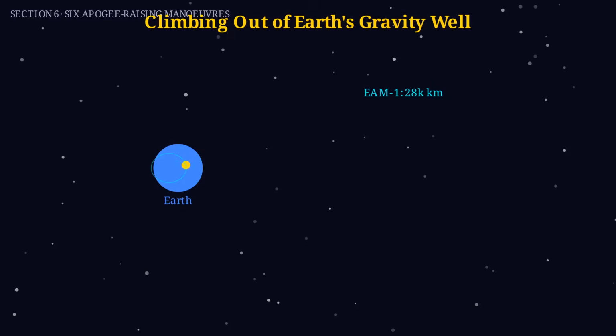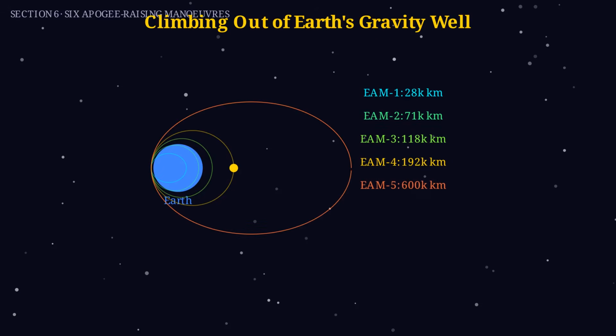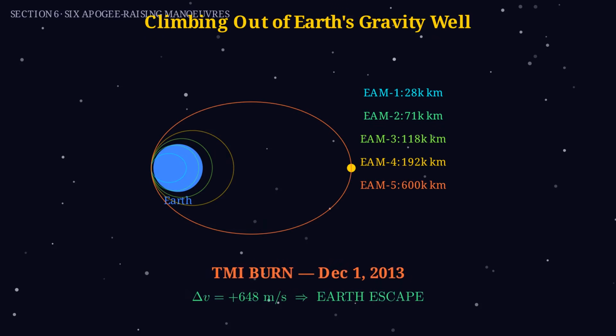Between the 7th and 30th of November 2013, ISRO commanded 6 apogee-raising maneuvers. Every single burn at perigee. After EAM-1, the apogee reached 28,825 kilometers. EAM-2 suffered a partial thruster anomaly and required a corrective burn. By EAM-4, the apogee was at 118,000 kilometers. EAM-5 pushed it to 192,000. Nearly half the Earth-Moon distance.